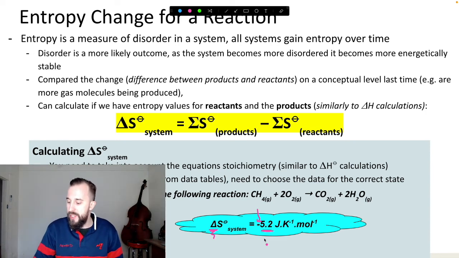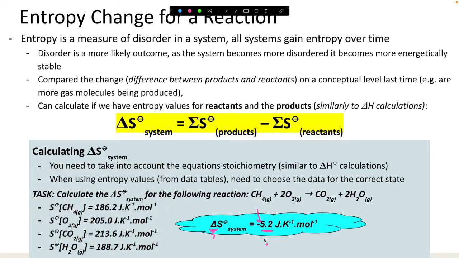Now we can think about this conceptually as well, using what we discussed last time. If we didn't do any of this math and we just looked at this equation, we could compare the products to the reactants. Predominantly, we focus on the gaseous molecules. We've got 1 plus 2, so 3 gaseous molecules in the reactants. We've got 1 plus 2, so 3 gaseous molecules in the products. Now looking at those molecules, there's nothing particularly more or less complex than the other. So this would be a difficult one to predict if we're going to have an increase or decrease in entropy. So that's why we've got a small value there.